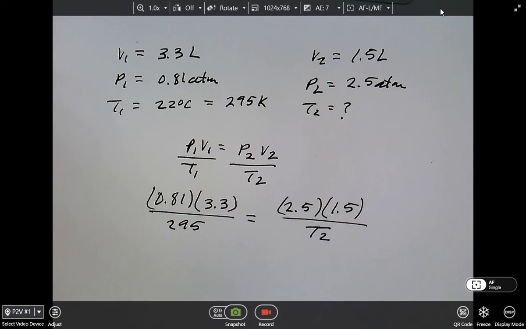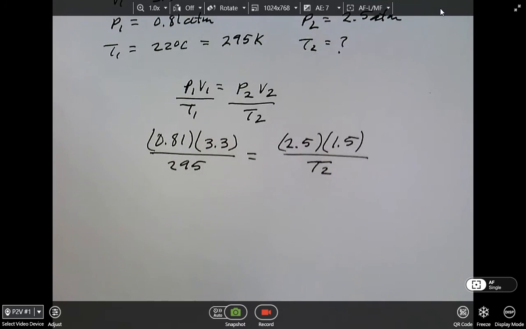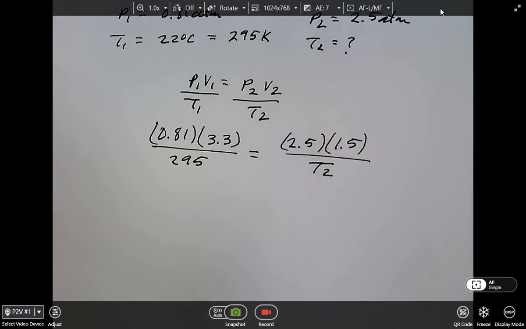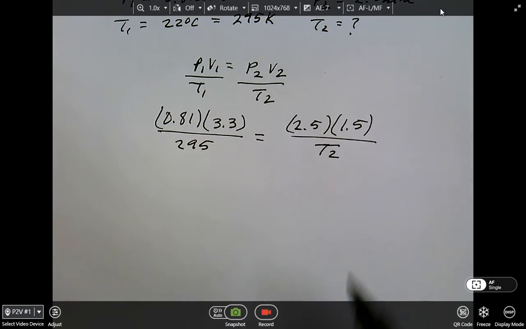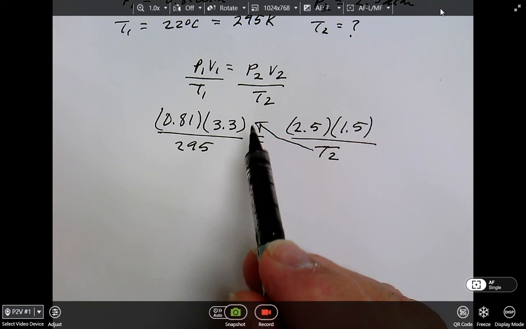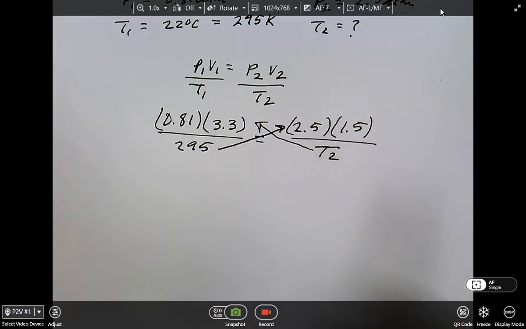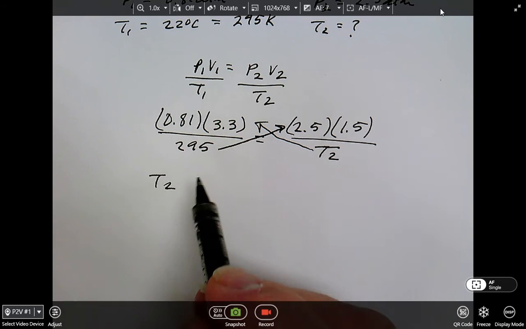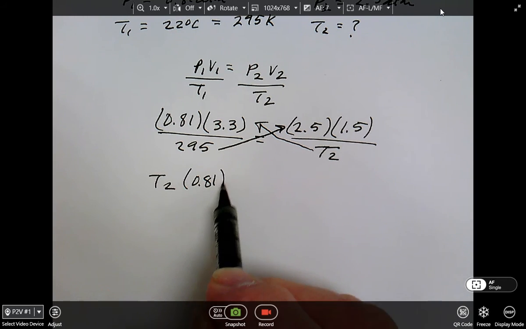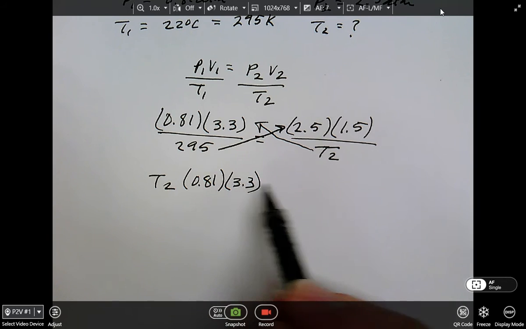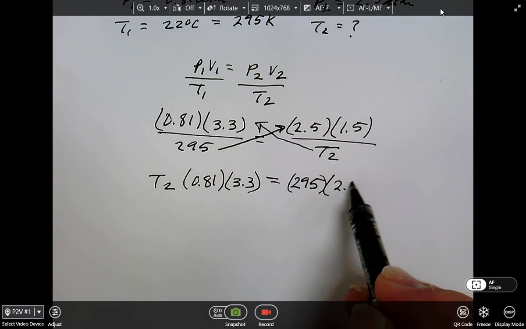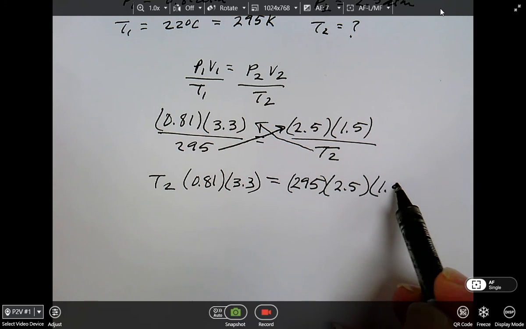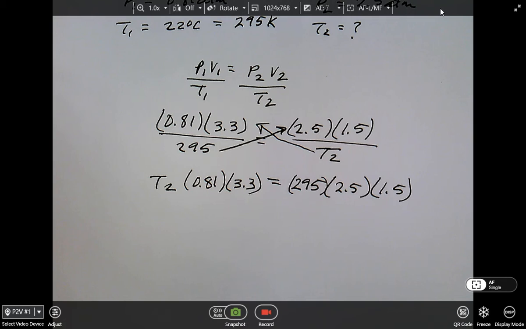Okay, so now we need to isolate T2. Now T2 is on the bottom here, so when you cross multiply, you want to bring it up to the top. So I'm going to do this in 2 steps just so that you can see it and make sure you understand the algebra, okay? So the T2 is going to come over here to the top, and the 295 is going to come to this side to the top. So I'm going to rewrite it as T2 times 0.81 times 3.3 is equal to 295 times 2.5 times 1.5. Then I'm going to solve for T2.